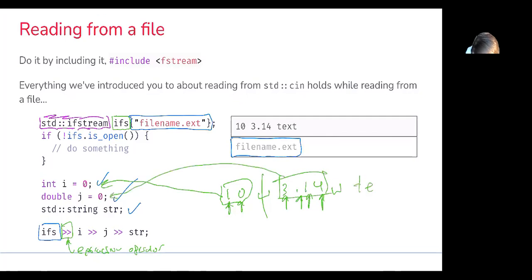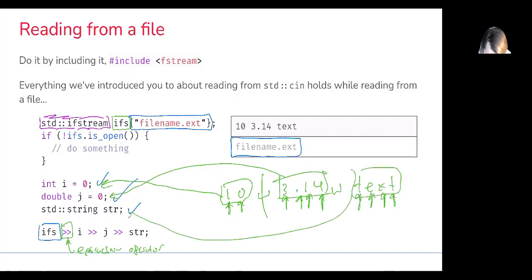Next, we have text. This is being read into a string. T is valid, E is valid, X is valid, T is valid. Text will be put into str. And at this point, we've successfully read from our file an integer value, a double value, as well as a string value.